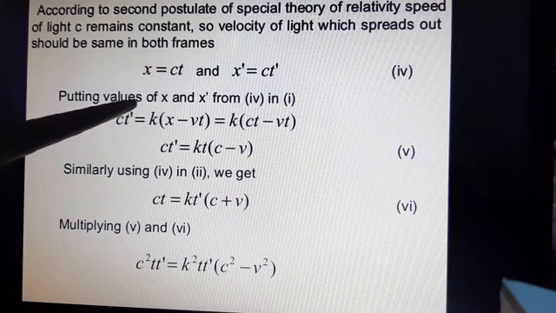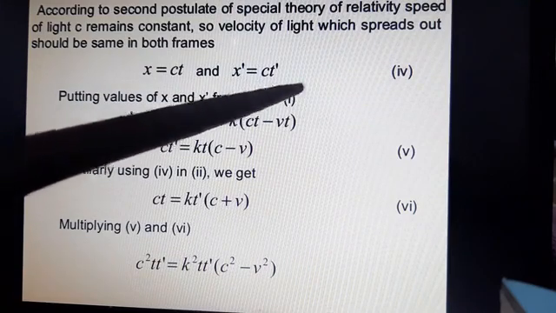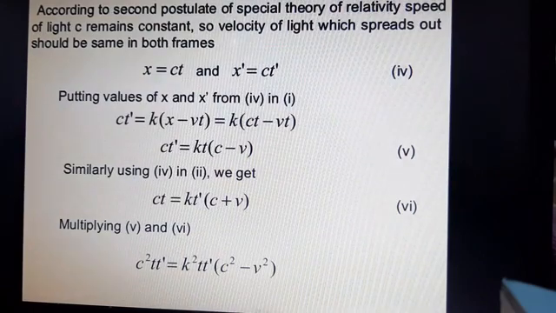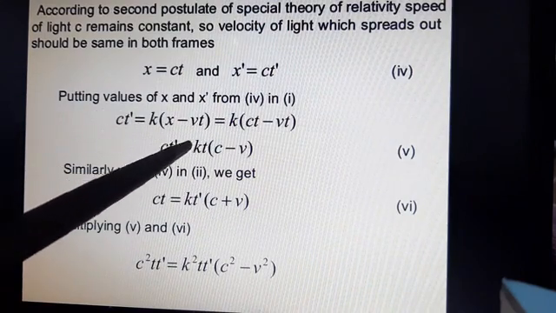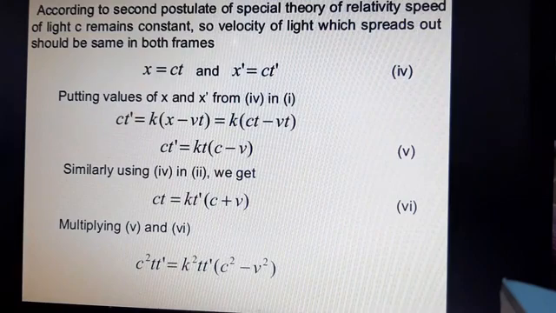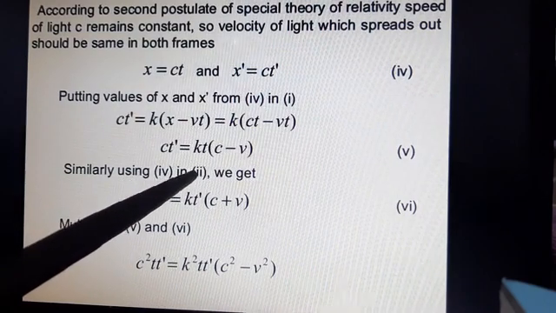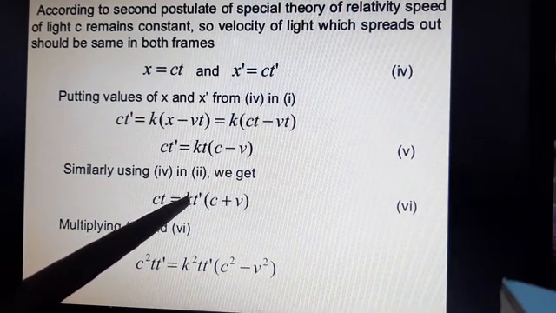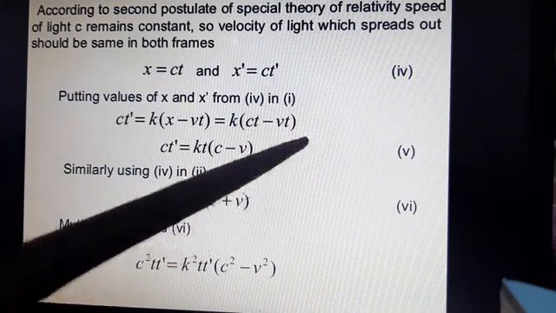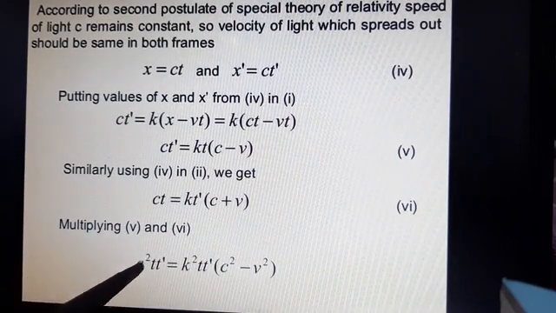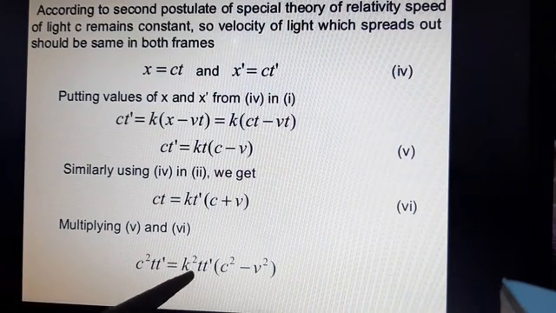Putting the values of x and x dash from equation number 4 in equation number 1 of the previous slide, we will get this equation, that is ct dash is equal to kt into (c minus v). Similarly, using 4 in equation number 2, we will get ct is equal to kt dash into (c plus v). Multiplying the 5th and 6th equations, we will get c square into t dash is equal to k square into t dash into (c square minus v square).